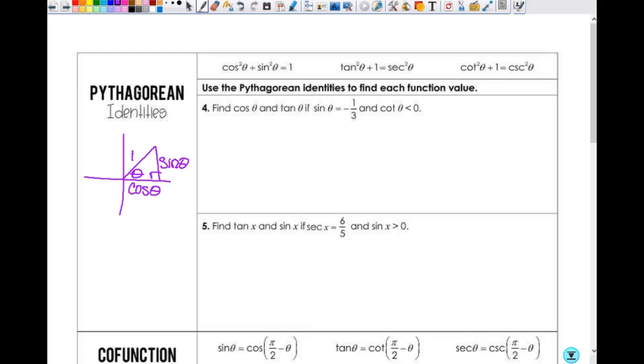Does that make sense to you? That's why cosine squared plus sine squared equals 1. You will also see it as sine squared plus cosine squared equals 1. It really doesn't matter what order it's in. But here's what I want you to understand about how this works.